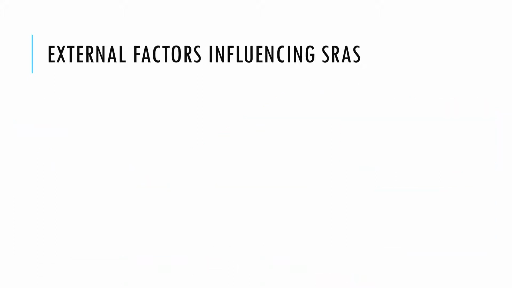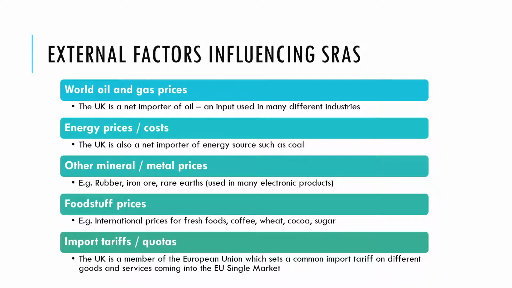So to wrap up, what might be external factors influencing the short-run aggregate supply curve? Well, oil and gas prices would be particularly relevant for the UK as we're a net importer of energy. Energy prices and costs, so things like coal, other minerals or materials, perhaps foodstuffs, so coffee, wheat, sugar, all those kind of things. And tariffs and quotas. Currently, the UK is a member of the European Union, but if they were to leave the single market, there might be quotas or tariffs imposed, which would have an impact on the costs to business, and therefore their willingness to supply at a certain price level.